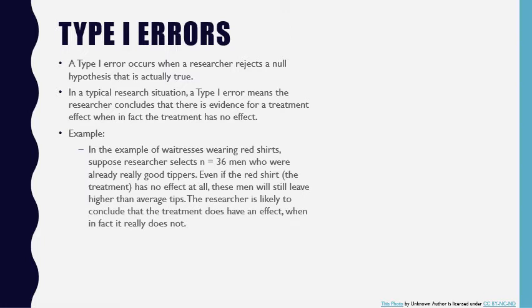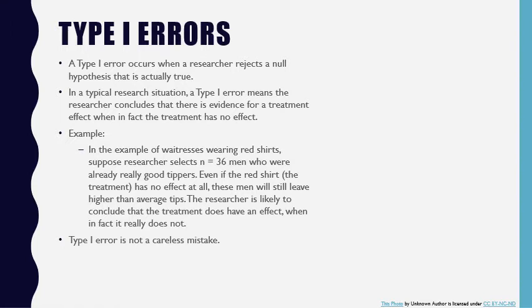So here's an example. In the example of the waitresses wearing red shirts, suppose that researchers select 36 men who were already good tippers. So even if the red shirt, or the treatment, had no effect at all, these men will still leave higher than average tips. And the researcher is likely to conclude that the treatment does have an effect, when in fact maybe it didn't, because these were really good tippers anyway.